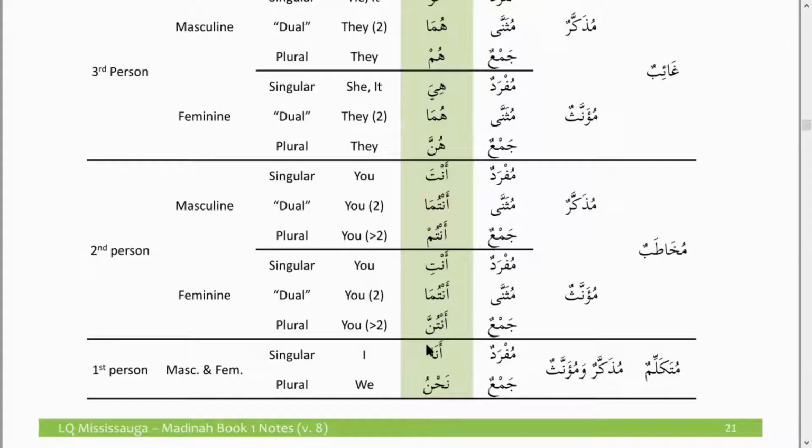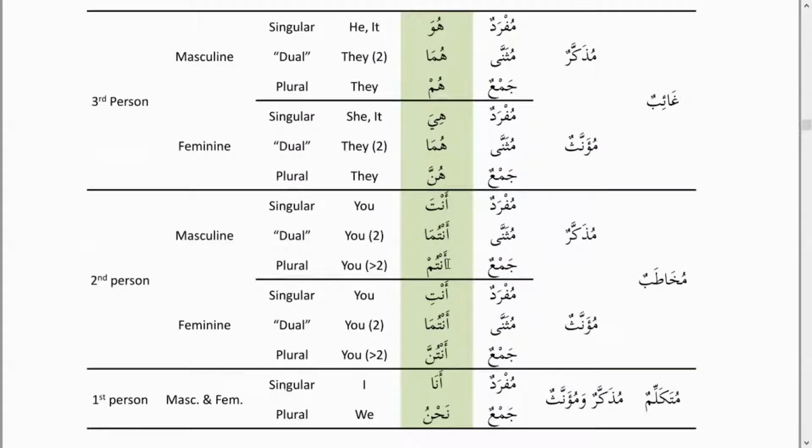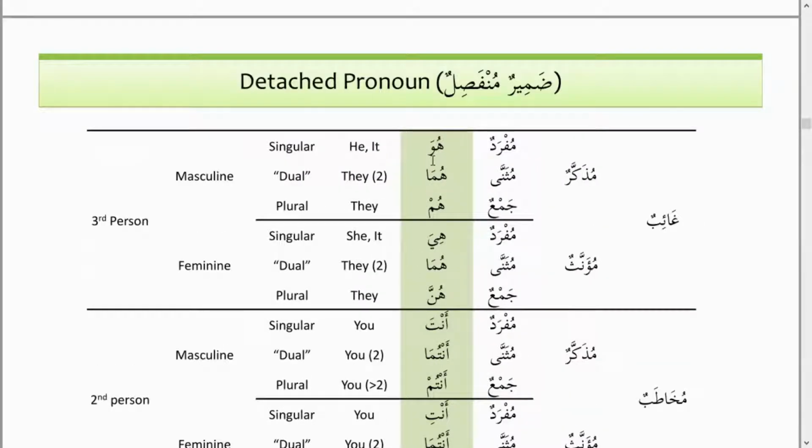Then comes the first person, ana, nahnu. So these are 14. Huwa, huma, hum, hiya, huma, hunna, anta, antuma, antum, anti, antuma, antunna, ana, nahnu. This is the foundation of the pronouns, and pronouns are very common even in the Quran and in the language, of course, because pronouns you have to use.